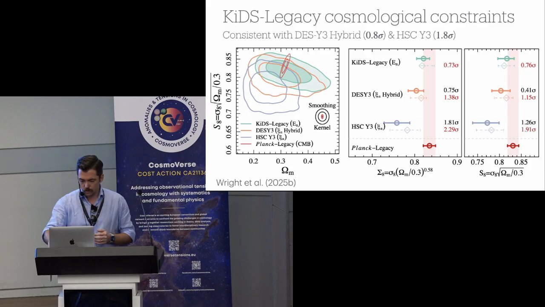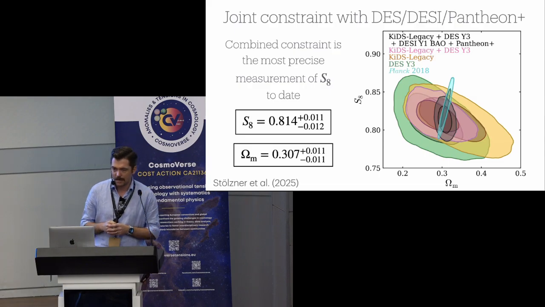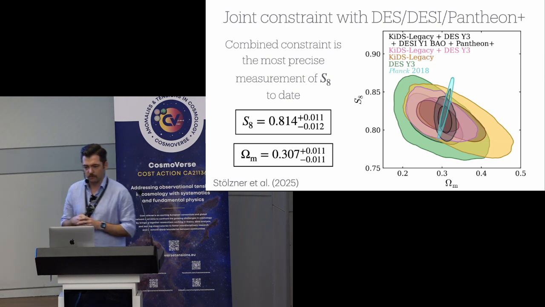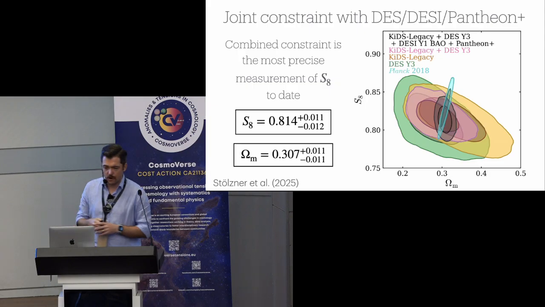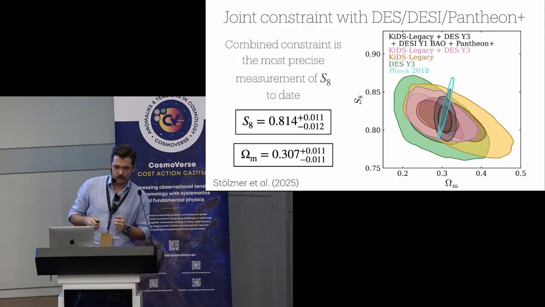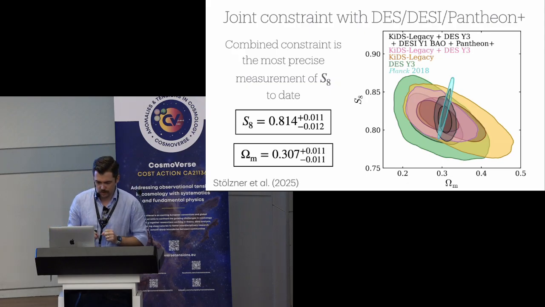We also, in the course of the KiDS-Legacy analysis, went about a joint analysis, and the joint analysis leveraged both a combination with the Dark Energy Survey's Y3 analysis, which was made very easy by the analysis that predated that, which was a KiDS-1000 combination with DES Y3. But we also combined with other probes from DESI and Pantheon+ supernovae in order to make a constraint on S8, which you can see listed here, which is the most precise measurement of S8 that has been made to date.